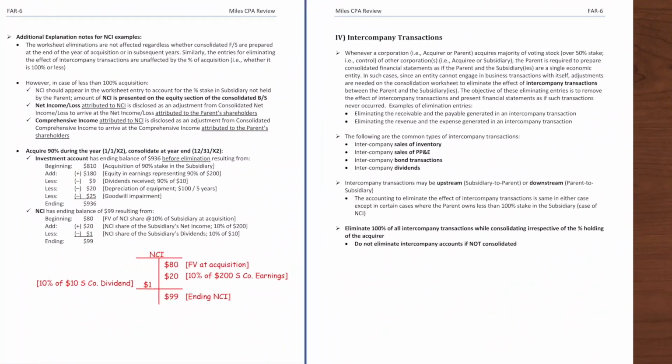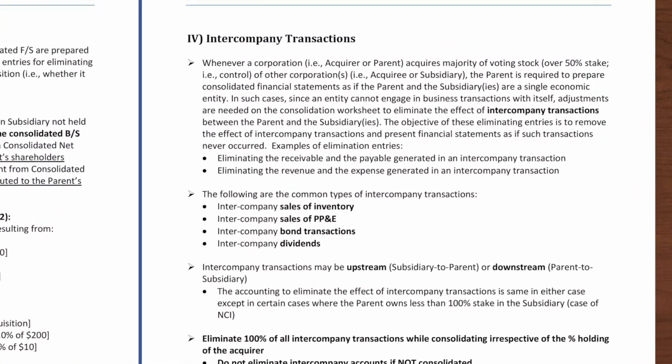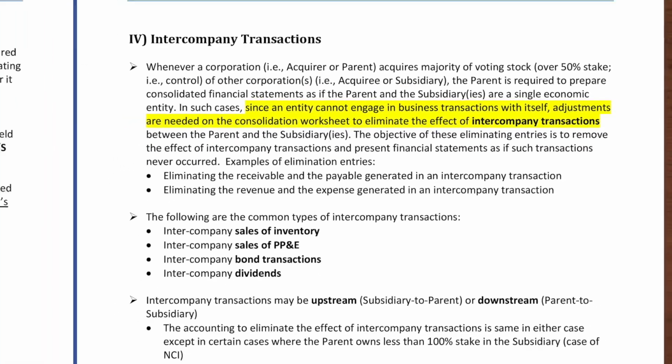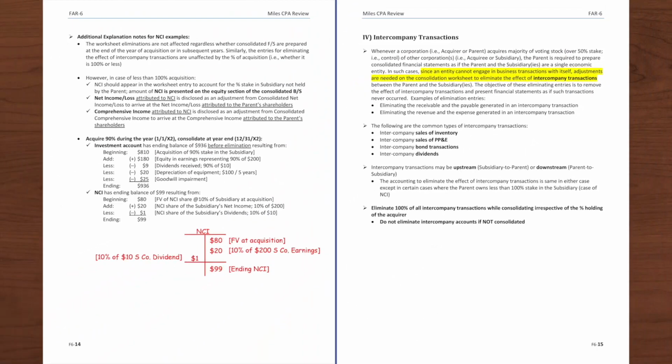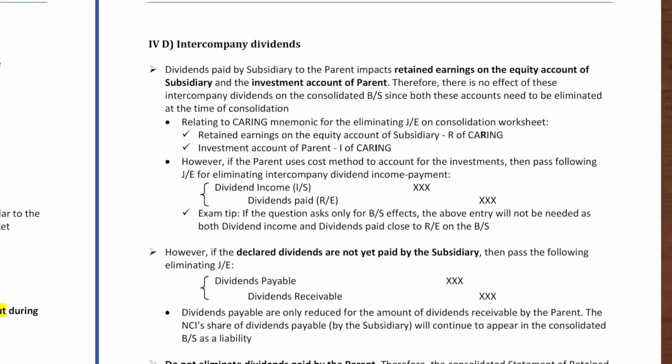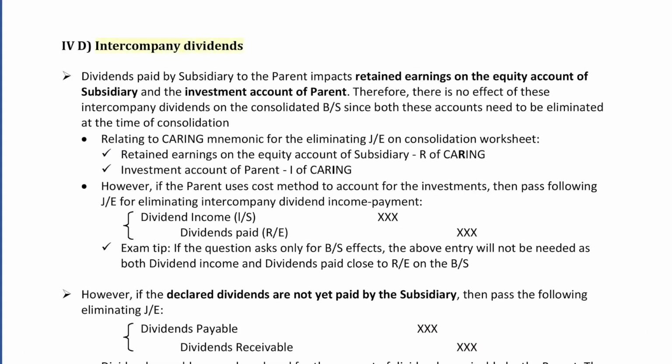Starting page 15, we are talking about intercompany transactions. Highlight: since an entity cannot engage in business transactions with itself, adjustments will have to be made on the consolidating worksheet in order to eliminate the effects of intercompany transactions. So you have the parent's numbers and the subsidiary's numbers, but now we are looking at one economic entity. Turn a couple of pages and get to page 19, where we're looking at, highlight, intercompany dividends.